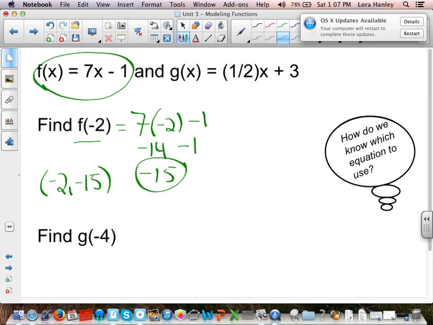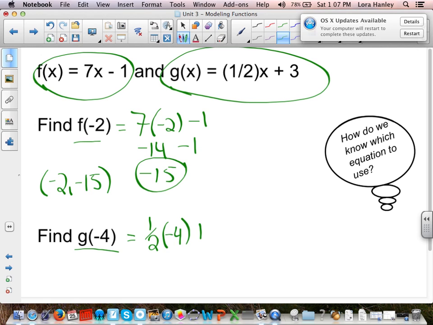If I need to find g of negative 4, I am using my g of x equation. So when I substitute, I have 1/2 times negative 4 plus 3. Well, half of 4 is 2, and half of negative 4 would be negative 2. So negative 2 plus 3 is equal to positive 1. So in this other function, we have a point negative 4, 1.